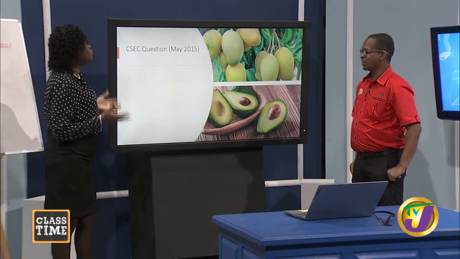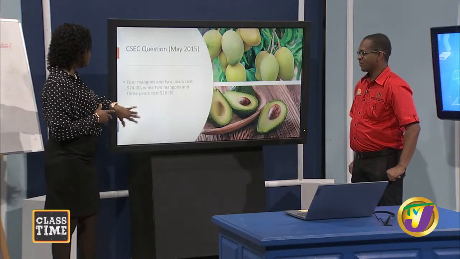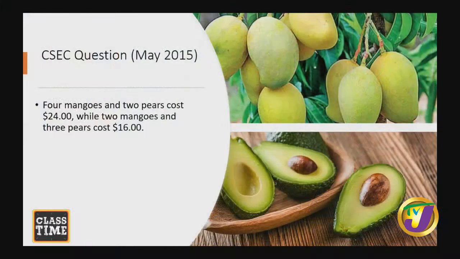So let's hear the situation that was presented about mangoes and pears. 4 mangoes and 2 pears cost $24, while 2 mangoes and 3 pears cost $16. It therefore means that we can set up simultaneous equations because we have two situations, so we need two equations.